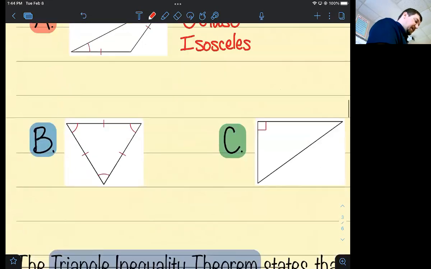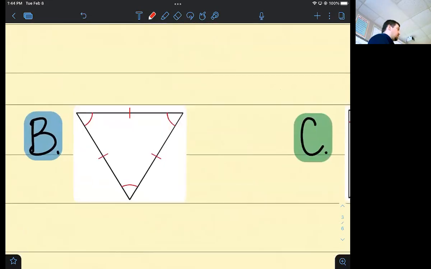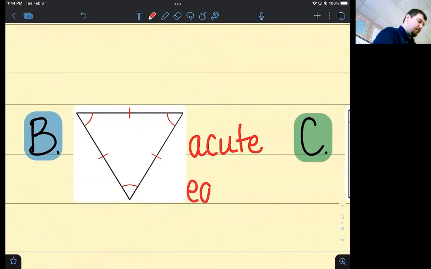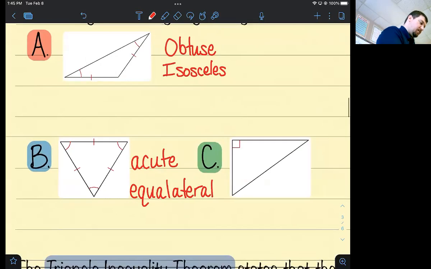Okay, go on to example B. What about this triangle, Chloe? Would I say it's acute, right, or obtuse? It is acute. And Connor, would I say that it's isosceles, equilateral, or scalene? Equilateral. Yep, it's acute equilateral. I'll put this down here.